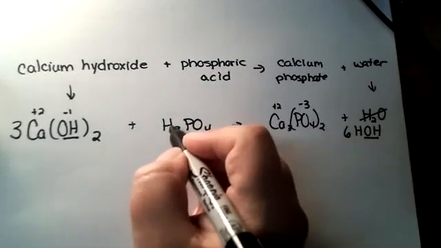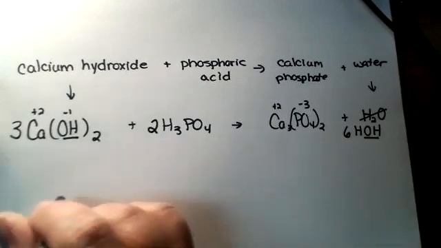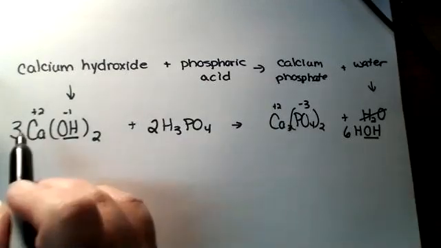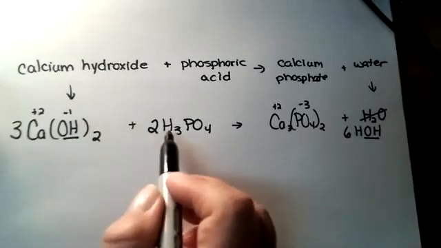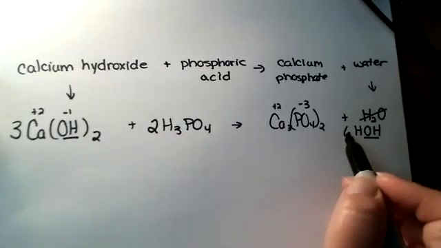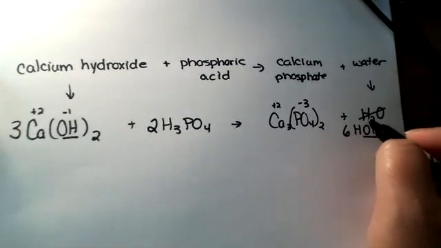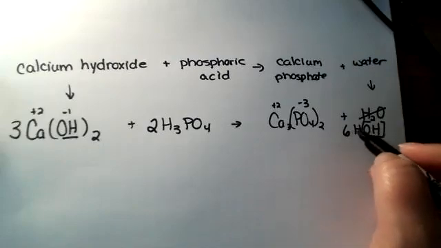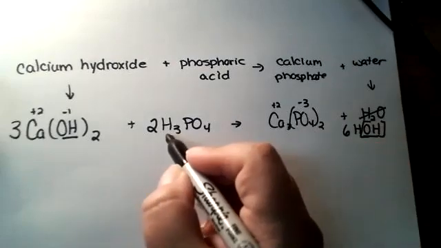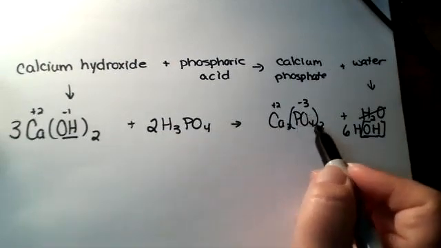So I need to put a 2 right here. So 3 calcium, 6 hydroxide, 6 hydroxide, 6 hydrogens, 6 hydrogens. I'm not going to count this hydrogen because I counted it with the hydroxide, okay? So I'm leaving hydrogen all by its little lonesome. So 6 hydrogens, 6 hydrogens, and then I have 2 phosphates and 2 phosphates.